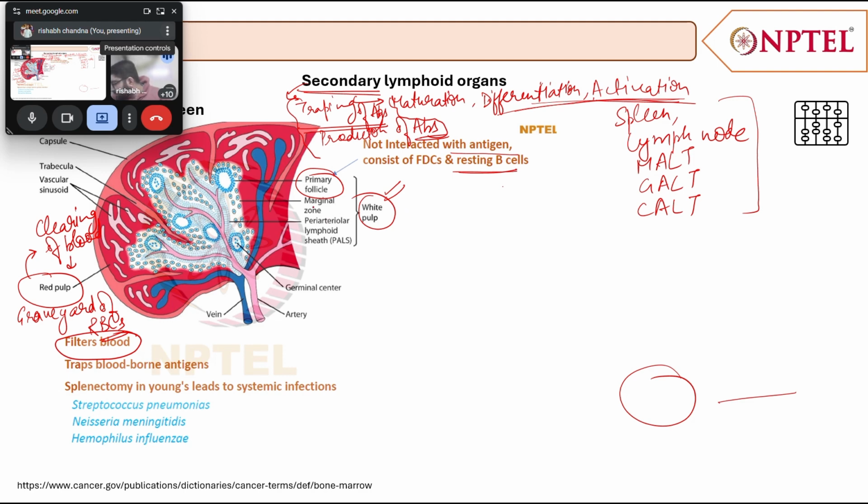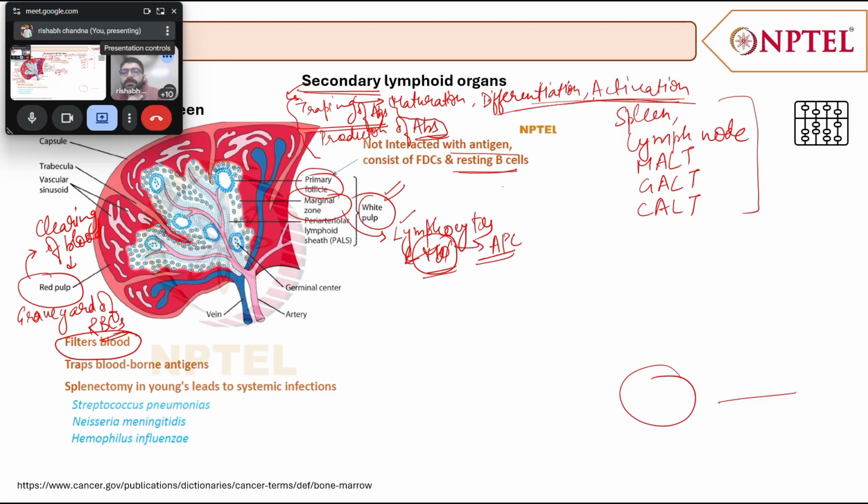Then we have the marginal zone that contains the lymphocytes and the macrophages. So macrophages are the antigen presenting cells that engulf the pathogen and present it to different immune cells. Okay, so macrophages and the dendritic cells are the major cells that help in actually activating and differentiating different immune cells. So this marginal zone contains the lymphocytes and the macrophages.